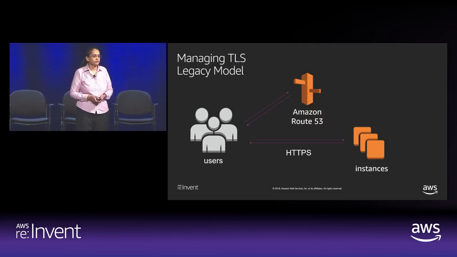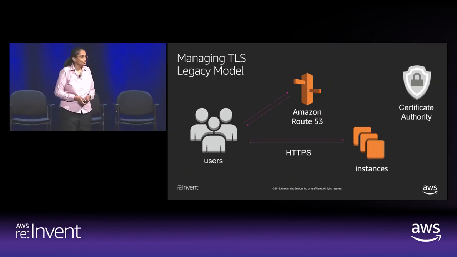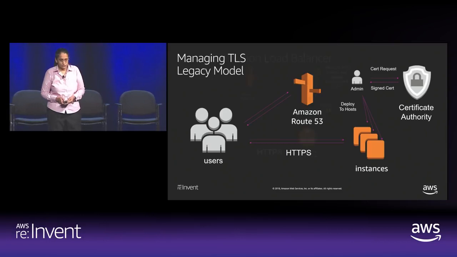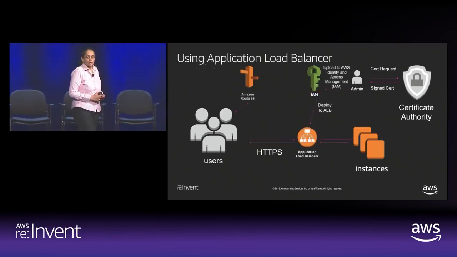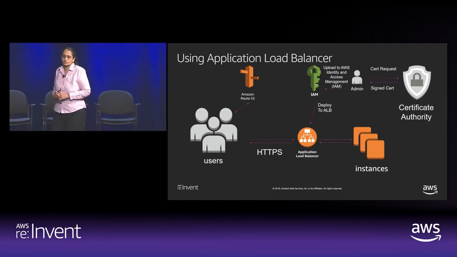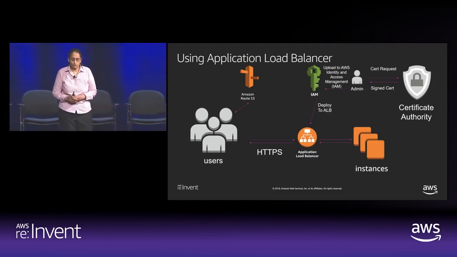So in the traditional model, you set up the DNS for routing your traffic into the application load balancer. You're getting HTTPS traffic into your instances. Usually, you have an admin. You have a choice of your cert authority. You get your signed cert, and you're downloading it into your applications. With the application load balancer, you can have the certs downloaded into the load balancer itself, offloading the TLS management and cert rotation from your applications, from the backends.